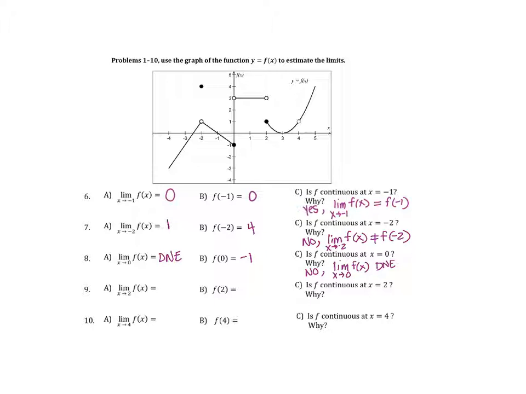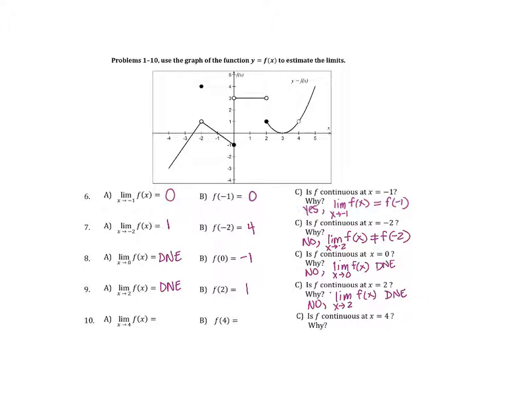Number 9, the limit as x approaches 2, again, we had does not exist. Part B, the actual function's value was 1. And so for C, are we continuous here? And again, that answer is no. And the reason why is because the limit as x approaches 2 of our function does not exist.